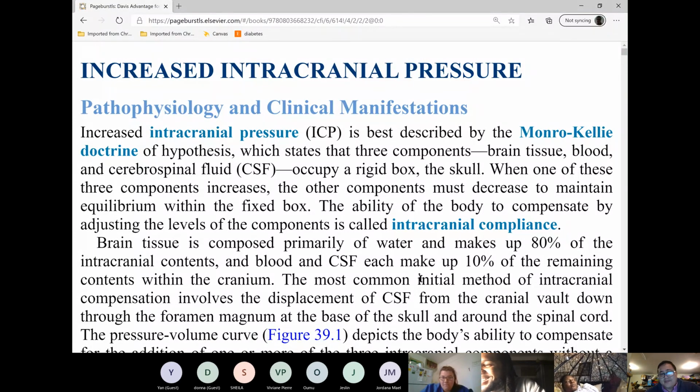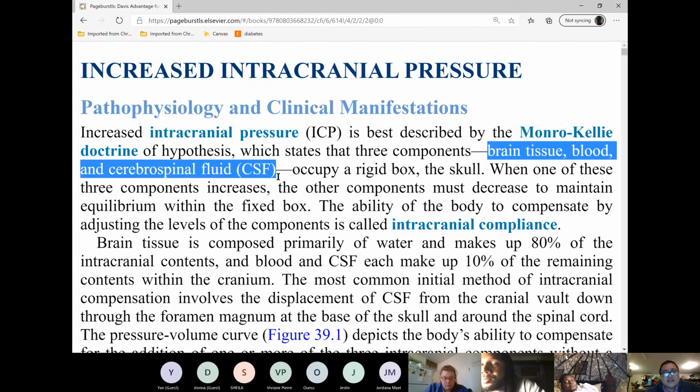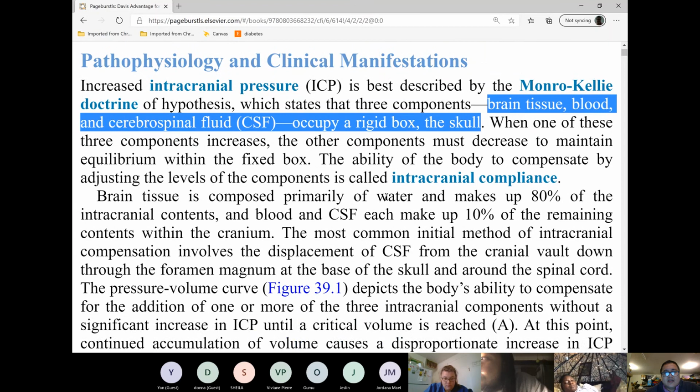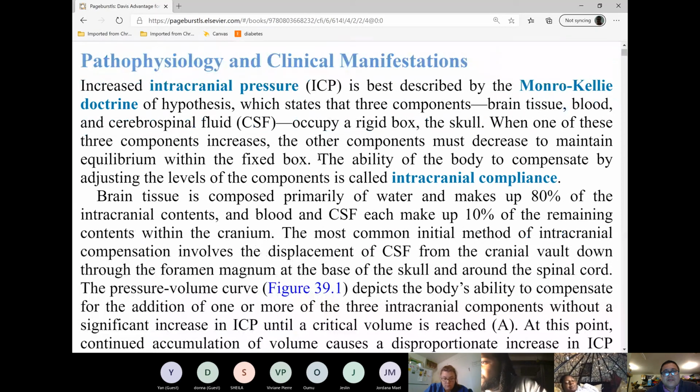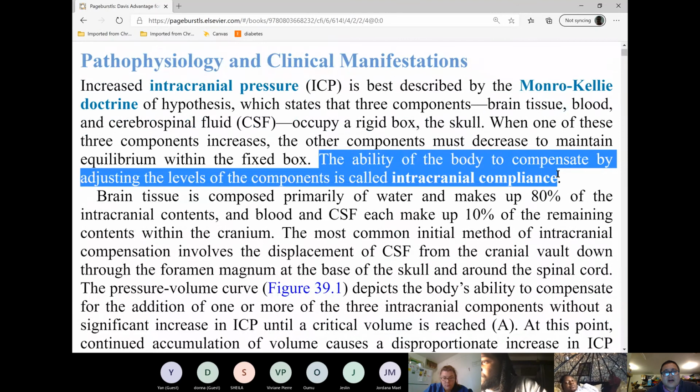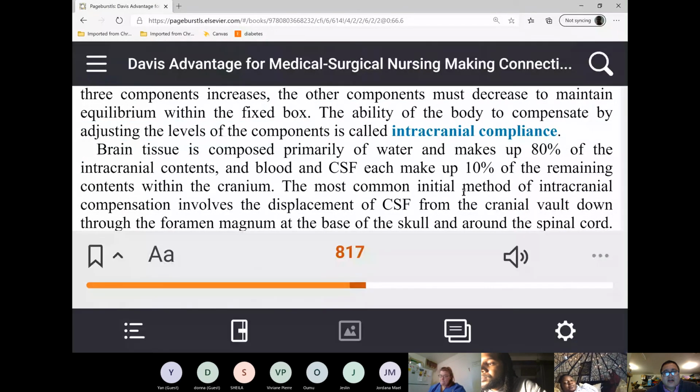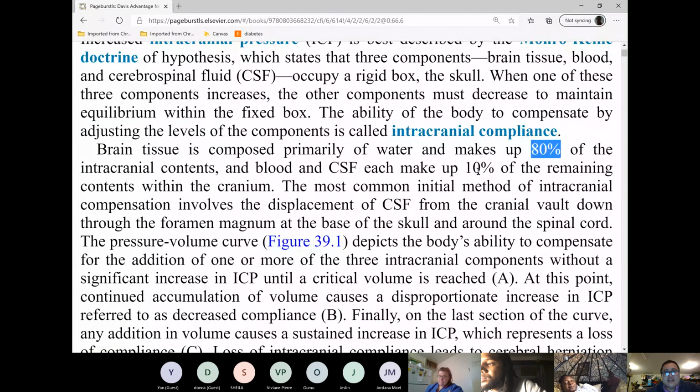I think I did. Okay, so I explained the Monroe-Kelly doctrine. So there are only 3 things that occupy our skull: the brain tissue, blood volume, and some CSF. Oh, sorry. What page are we looking at? 817. All right. So the ability of the body to compensate by adjusting these 3 levels is called intracranial compliance. So I estimated here that brain tissue is 80, CSF is 10, and then blood is about 10 as well.